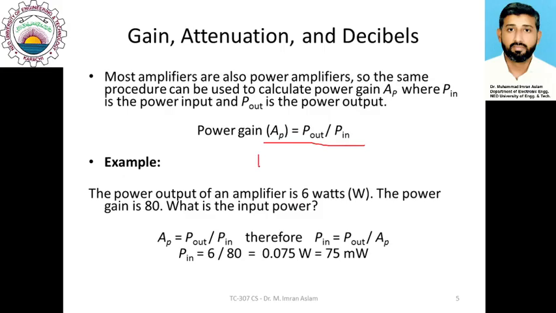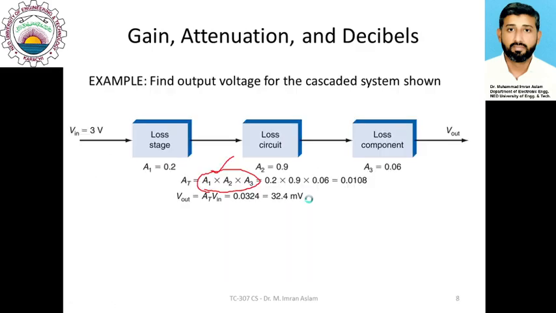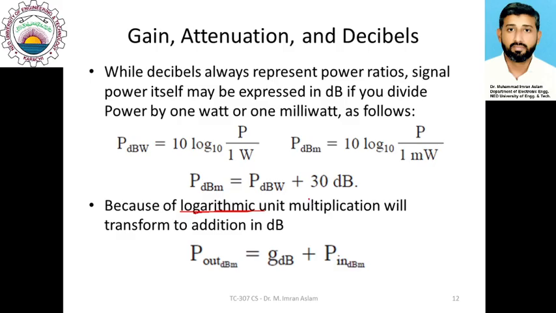So P out, output power, is actually the gain multiplied by input power. This expression is actually not in dB, so this is a fractional expression. If we try to write the same expression in decibels, this multiplication would get transformed into addition. So if you are solving the system in decibels, output power would be written as this gain in decibels plus whatever input power you have in decibels.